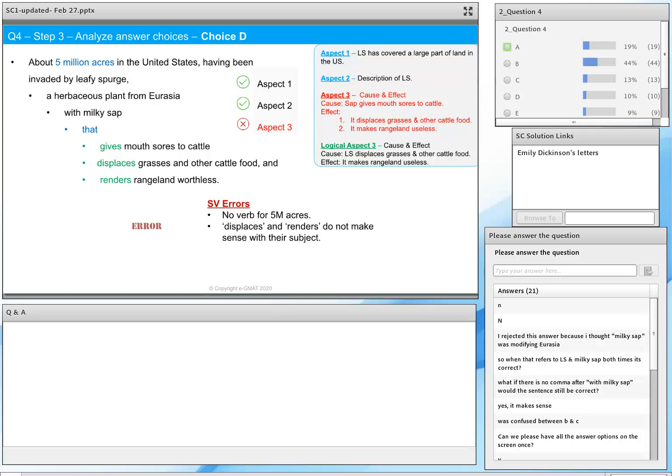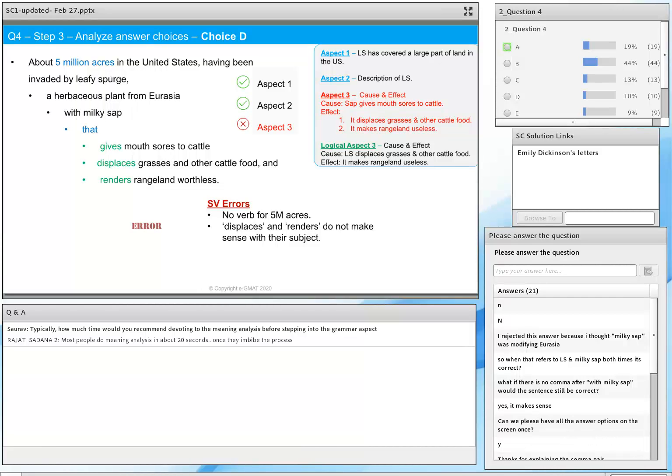That's the easiest one. Every subject must have a verb, and when the verb is missing, you can totally reject that answer choice and move on, because a sentence cannot stand without a verb. So that's the problem we see. If you look at the sentence structure very carefully, you will see it's color coded. 5 million acres is the subject, it is blue. That has three verbs with it: gives, displaces, and renders. But 5 million acres does not have any verb associated with it. So this is wrong. It's out.